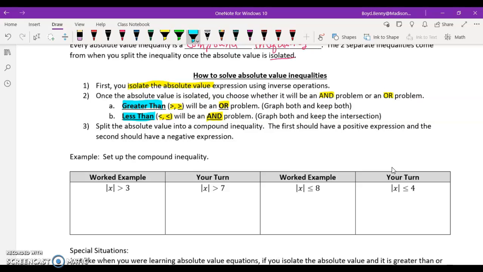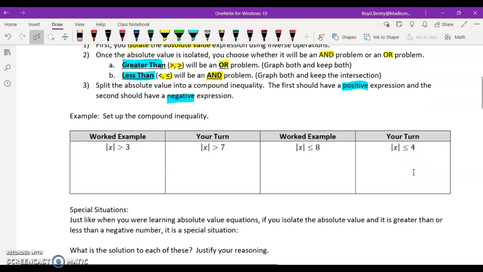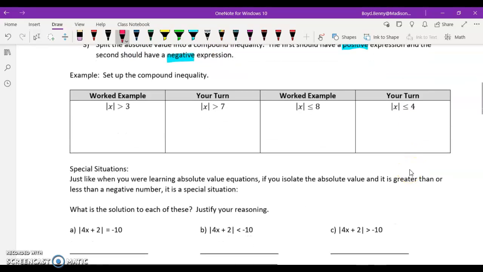Next, split the absolute value into a compound inequality, and as we've done in the previous lessons, we're going to solve. Remember that in the previous lesson on absolute value equations, we will have a positive and we will have a negative. Okay, let's see how that works out in these first examples. Here we're just asked to set up the compound. So let's see how that works.